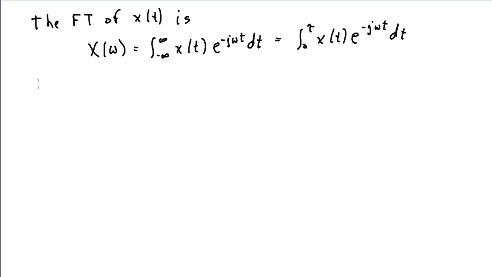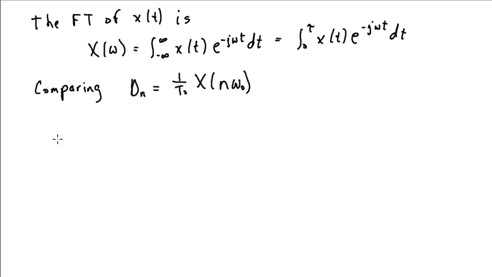And by comparing our formula for Fourier series coefficients to the formula for the Fourier transform, you see that we can get our Fourier series coefficients by evaluating the Fourier transform of the base function at multiples of omega 0.